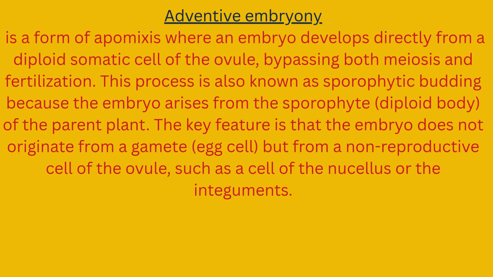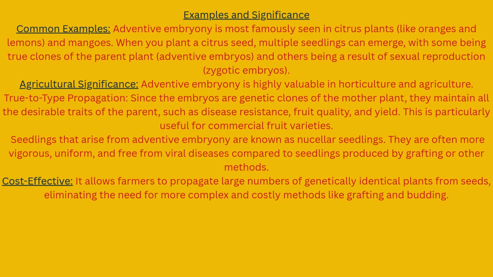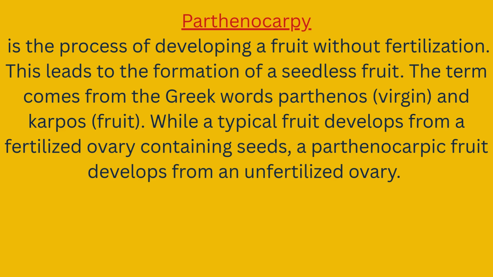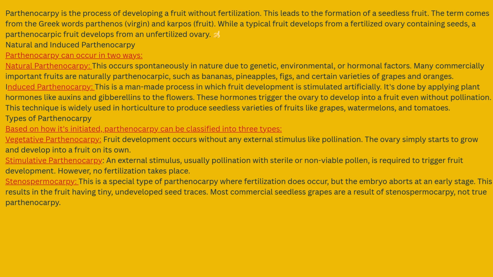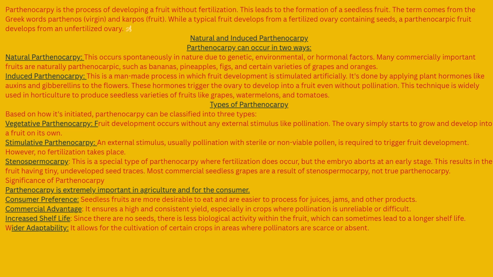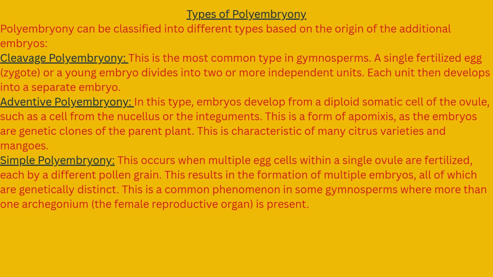Now, the next is facilitating dispersal. Seed dormancy allows seeds to be dispersed over long distances by wind, water, or animals. Now, the next one is the agricultural importance. Dormancy is vital for agriculture. It allows for the long-term storage of seeds without spoilage, which is crucial for food security. Farmers can also manipulate dormancy artificially.